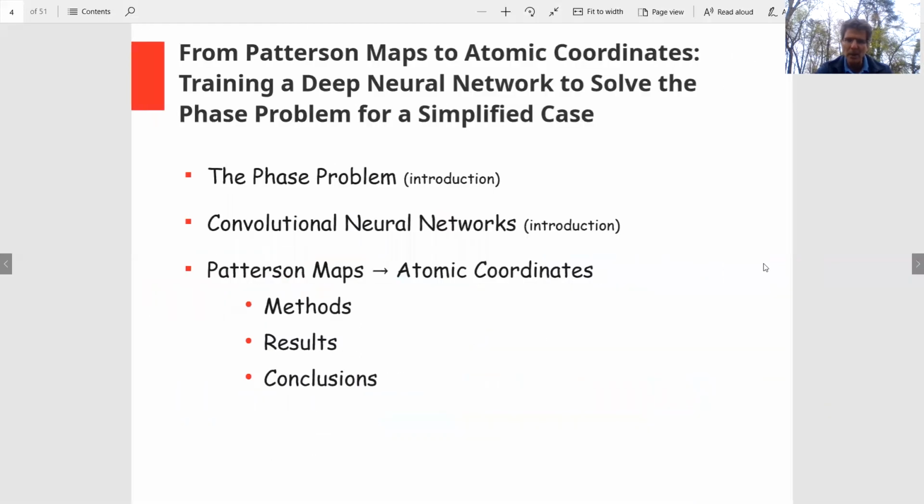All right, here's the introduction to this talk. First, I will discuss the phase problem and what the Patterson maps are. Then I'll discuss neural networks and convolutional neural networks, and that will all be introductory material. And then I'll get to the subject of this work, which is training the neural network on the Patterson maps as inputs and atomic coordinates as outputs.